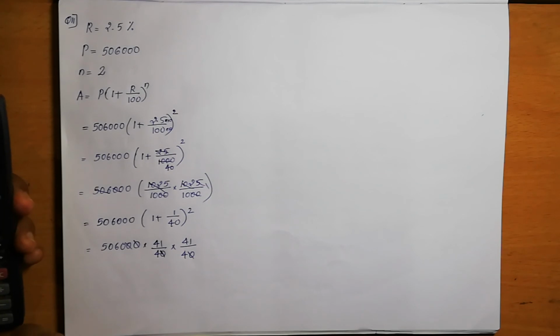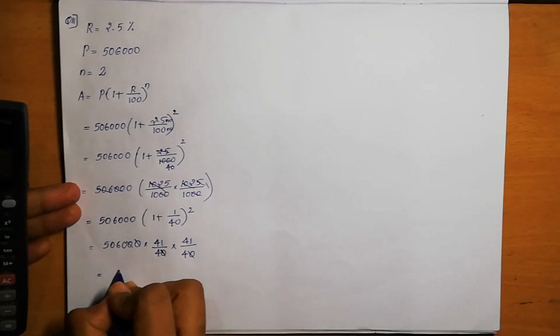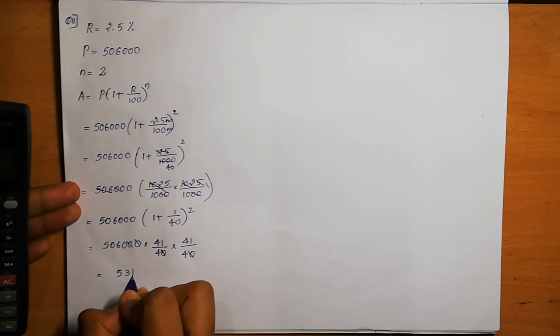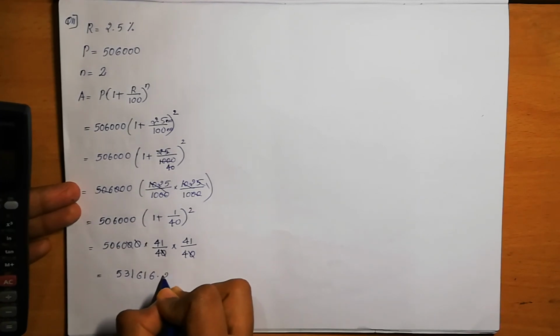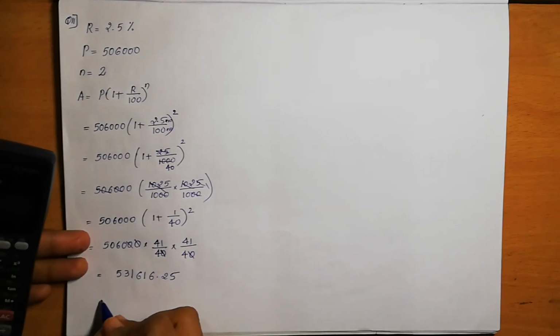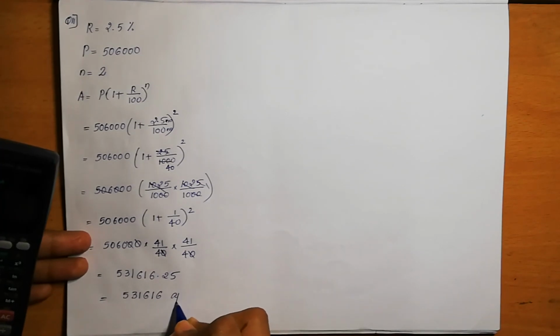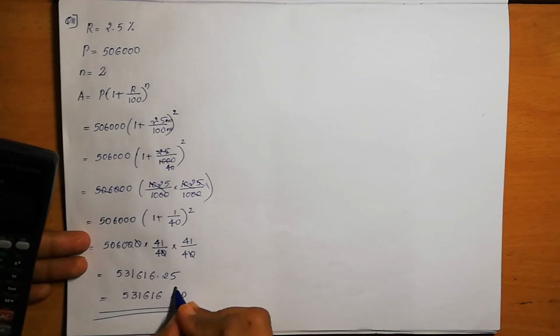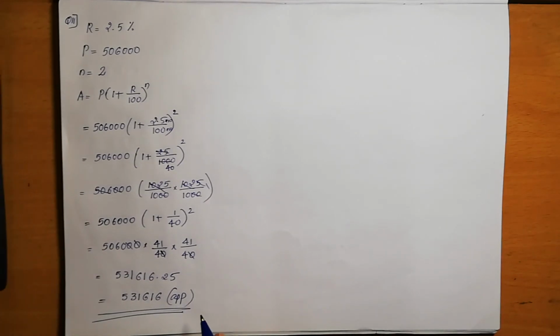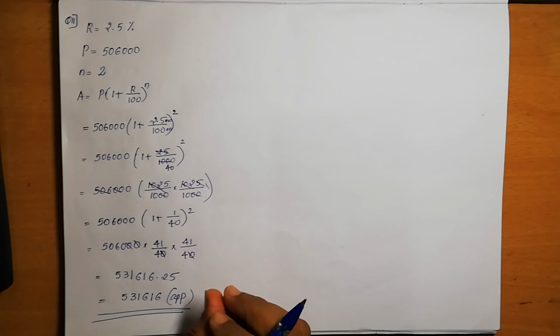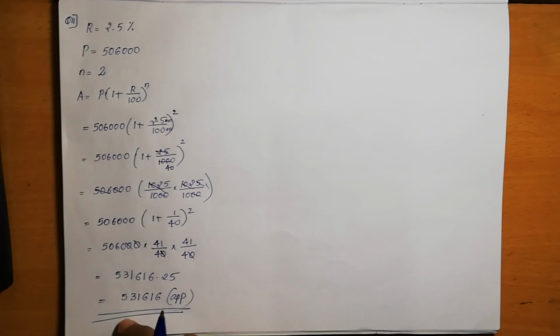So this is equal to 5060 into 41 into 41 divided by 16. 4 into 4 is 16. So this is equal to 5,31,616.25. So the bacteria count means what we can take? We can take the whole number. That means 5,31,616 bacteria approximately we can write. Approximately this much of bacteria are there after. So we need to write, hence the number of bacteria after 2 hours is equal to 5,31,616. We can write answer.